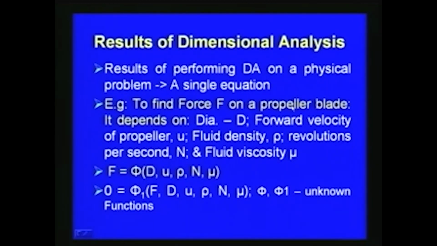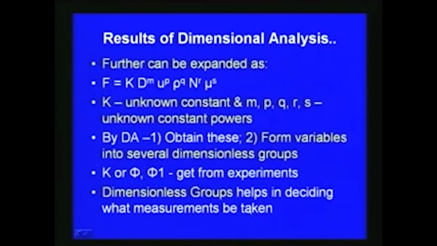So, we represent the force on the propeller, F, as a function of d, u, rho, n and mu as described here. Or we can write this as another function phi 1, where the dependent variable is also a parameter. So, phi 1 as a function of F, d, u, rho, n, mu is equal to 0. You can see that phi and phi 1 are unknown functions here. Through dimensional analysis we will be trying to find out these unknown functions for the particular case.